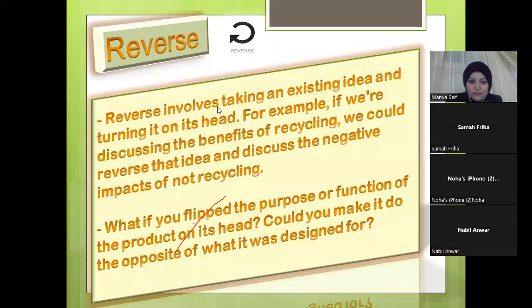Okay, just a second. So what does reverse mean and how can we apply this part of the Scamper technique? We think about how to flip the purpose or the function of the product on its head. Could we make it the opposite of what it was designed for? For example, if we have the pencil product, can we reverse it to make it used for something else? Maybe if we make it from backward to forward, it's not putting it to another use. No, it's putting it from forward to backward, or upside down. Okay, so you see how it will function. What will we have? Maybe a new product.